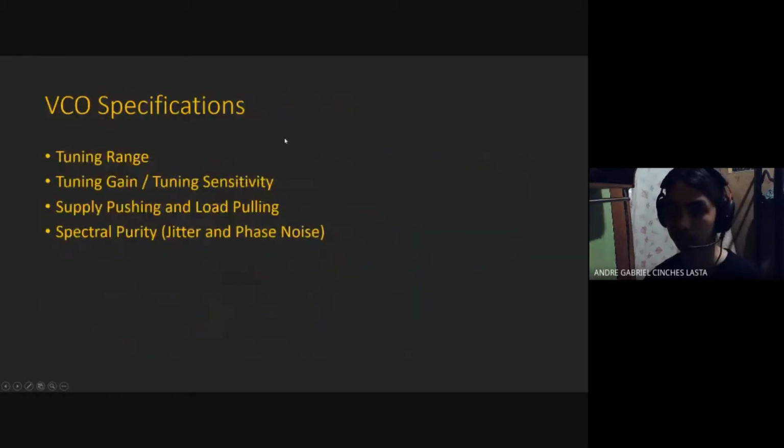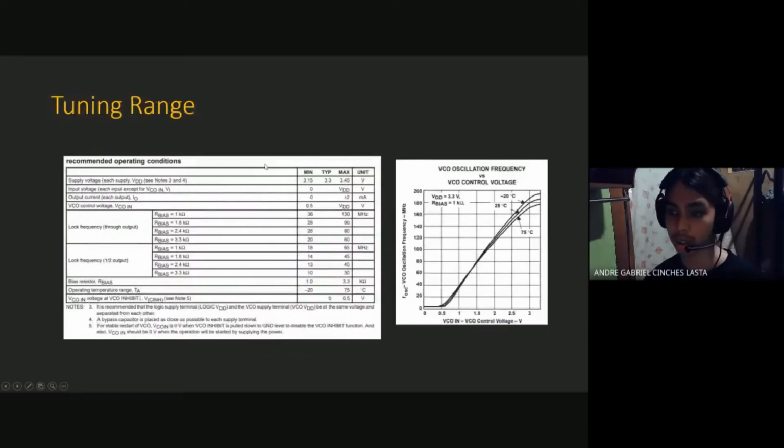Now, some specifications that we would want to look at when choosing a voltage controlled oscillator are these. So first we have the tuning range. The tuning range is defined as the range at which the voltage controlled oscillator can be tuned for.